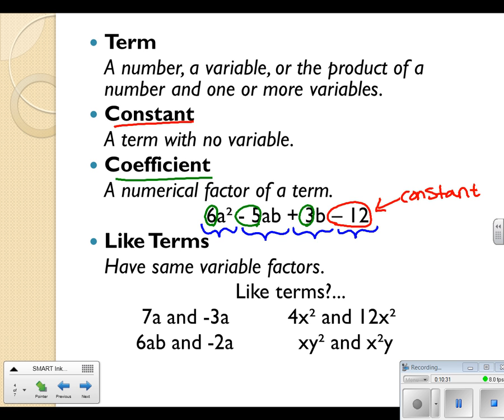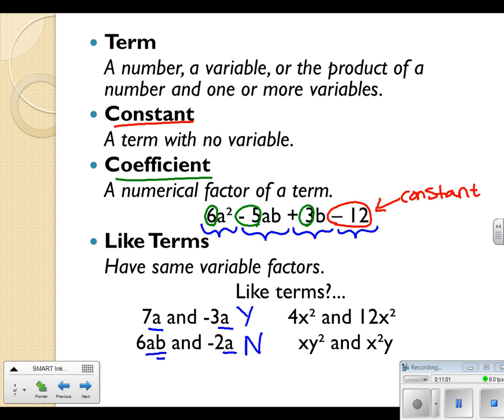Well, 7a and -3a. We look, do they have the same variable factors? They both have an a, and that a is raised to the first power. You just don't see the first power. And since they both have an a to the first power, yes, they are like terms. In the next one below that, we have an ab and we have an a. Since there's a b here, they are not like terms. They both have to have a and b.